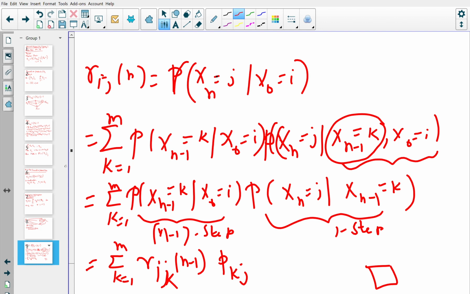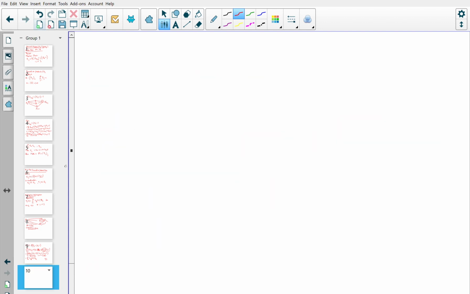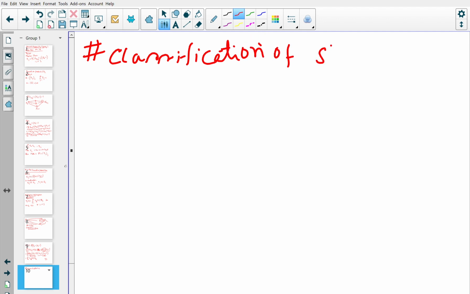Okay, now let us learn some very interesting ideas. Whatever we are doing is for finitely many states, and we can do something called classification: how the states look. So let me write down the classification of states.